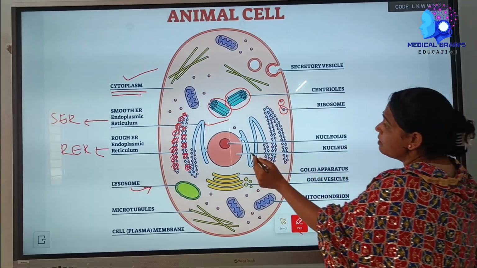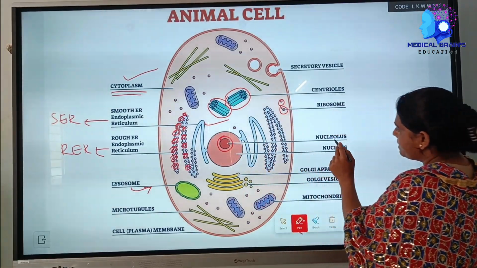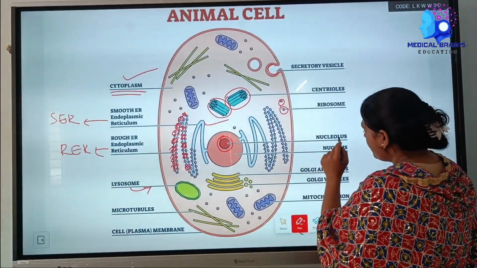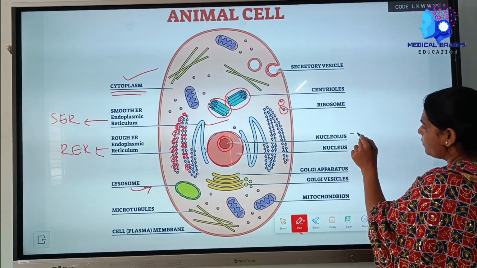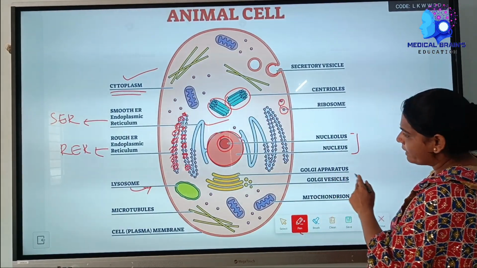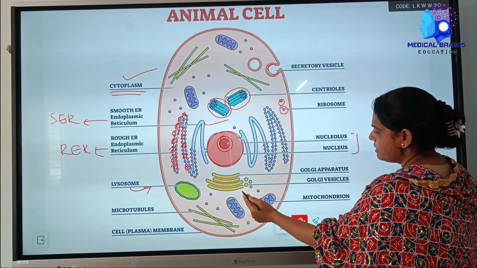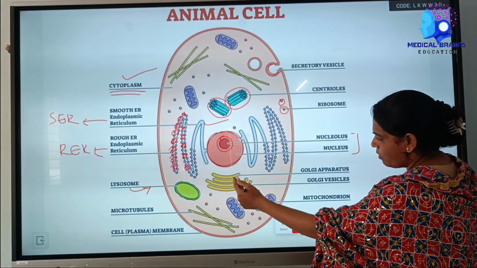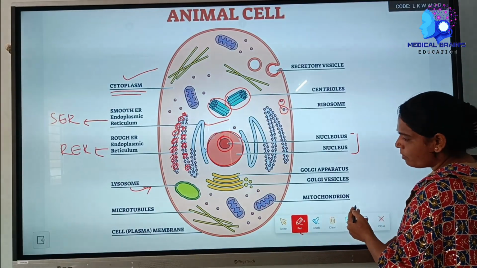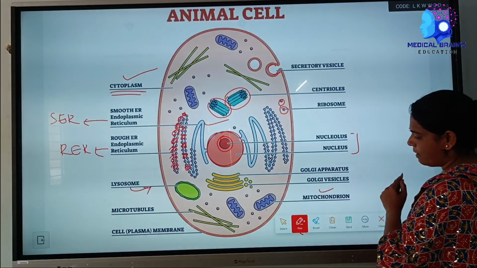Next, the central part, that is the nucleus, the nucleolus, and the surrounding part, the nucleus. Next, Golgi apparatus. See here, this is your Golgi apparatus, with Golgi vesicles surrounding it, and the mitochondria, the powerhouse of the cell.